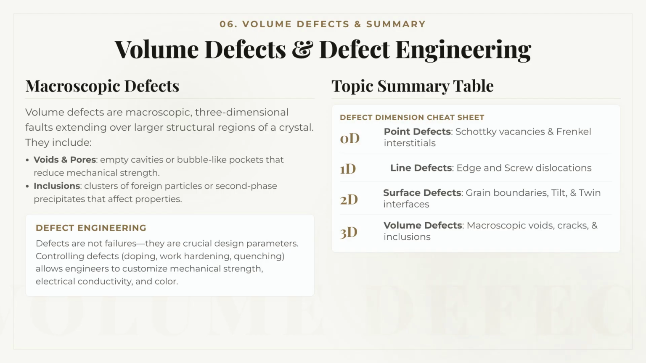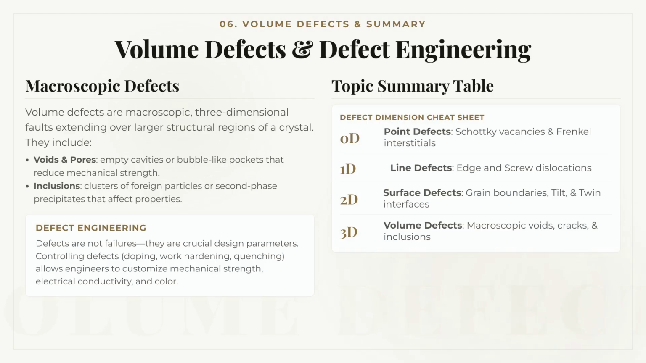To summarize, real crystals are never perfect. They always contain defects of various types. Point defects involve individual atoms and include Schottky and Frenkel defects. Line defects are dislocations that enable plastic deformation in metals. Surface defects occur at boundaries between crystal regions and include grain boundaries, stacking faults, and twin boundaries. Volume defects are large-scale imperfections such as voids, cracks, and inclusions.